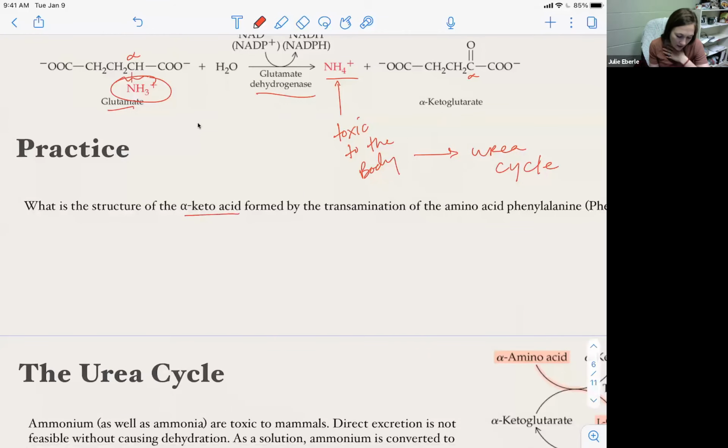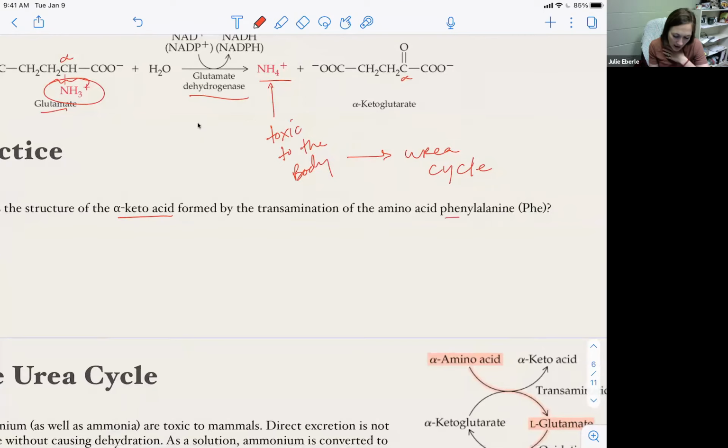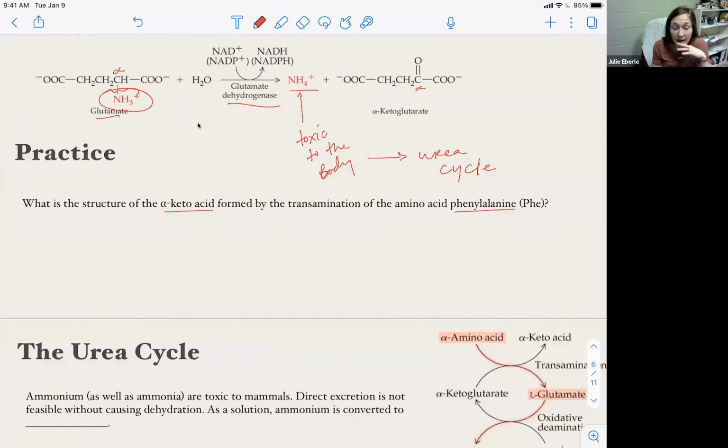What is the structure of the alpha keto acid formed from the transamination of the amino acid phenylalanine? Phenylalanine. Do you guys remember how to draw phenylalanine? I bet somebody can tell me. It's an aromatic. I'm going to draw, I know we have an alpha carbon with a hydrogen, and what do I draw next? I might be wrong, but don't you just do an aromatic? This one doesn't have like the alcohol group attached, right? No, that's tyrosine. Yep, okay. This one's simple.